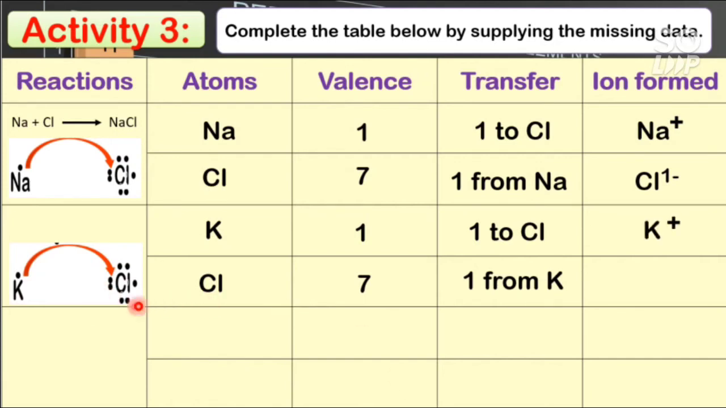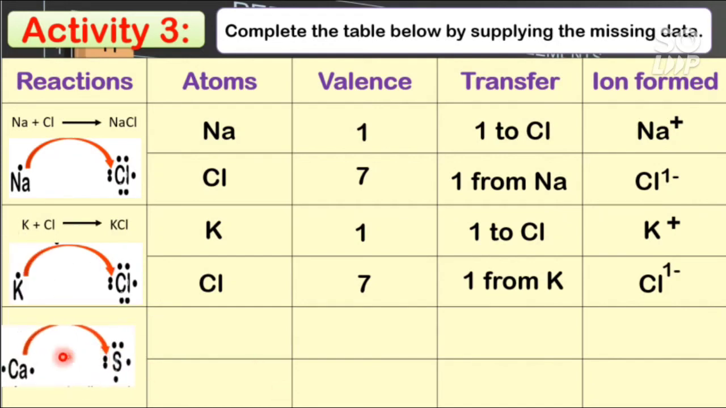And chlorine, as a non-metal, will gain an electron, so the electrons will become too many compared to protons, so it will become a negative charge, or an ion. Last example. So it will become KCl, potassium chloride.